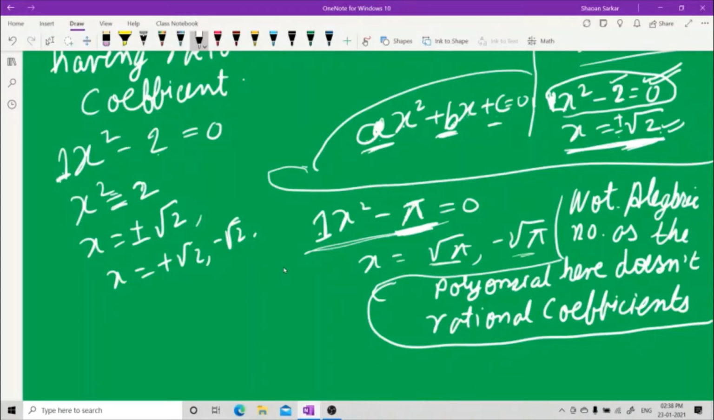कहने का मतलब ये है कि x स्क्वायर माइनस पाई है, 1 इसका कोएफिशिएंट है, आगे जो लिखा हुआ है, x पाई रैशनल नहीं होता है, पाई इरेशनल होता है, और ये रैशनल है, तो द होल पॉलिनोमियल रैशनल नहीं है, तो x की जो वैल्यू है ये अंडर रूट पाई और माइनस अंडर रूट पाई, सो वो एल्जेब्रिक नंबर नहीं होंगे, इसलिए वो एल्जेब्रिक नंबर नहीं होंगे.